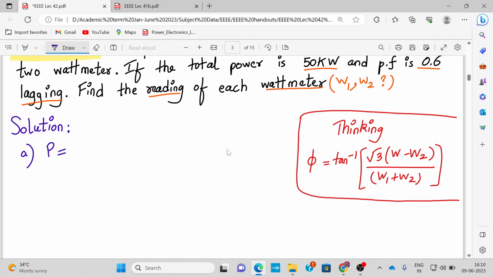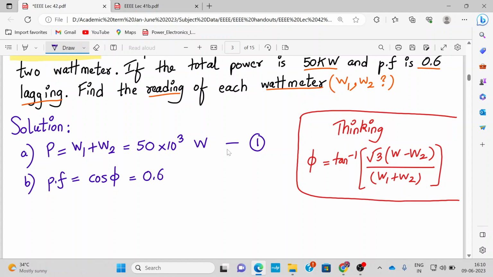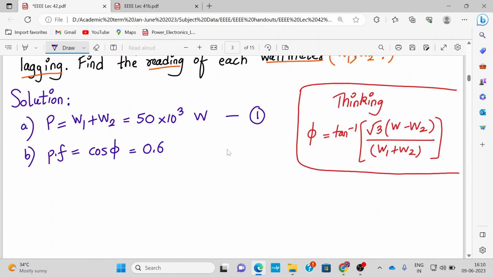Power by the 2 wattmeters is given by W1 plus W2, and that is 50 kilowatt, that is 50 into 10 raised to 3 watts. Let's call this equation number 1. In the second case the power factor is given. Power factor is cos of phi, which is equal to 0.6, and that is lagging. So phi will be cos inverse of 0.6, and that will come out to be 53.13 degrees.